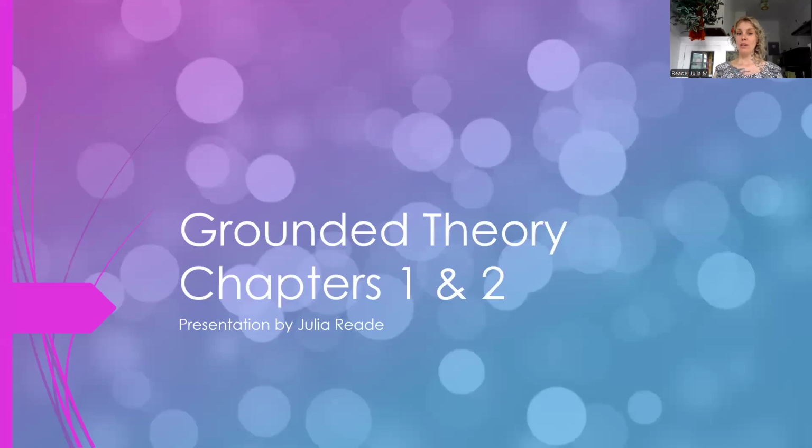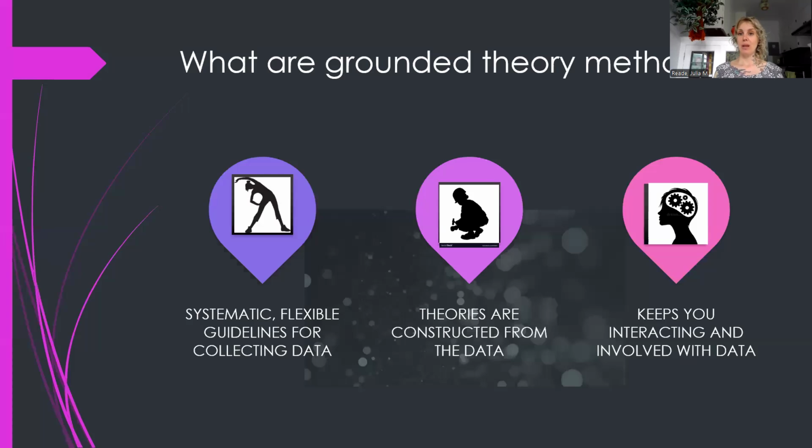So I'm covering concepts in grounded theory, chapters 1 and 2. And the first chapter focuses on defining what grounded theory is. According to the author, grounded theory methods consist of systematic yet flexible guidelines for collecting and analyzing qualitative data to construct theories from the data themselves. Thus, researchers construct a theory grounded in their data. Grounded theory begins with inductive data, involves iterative strategies of going back and forth between data analysis, uses comparative methods, and keeps you interacting and involved with your data and emerging analysis.